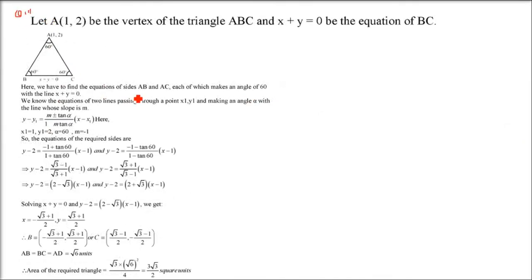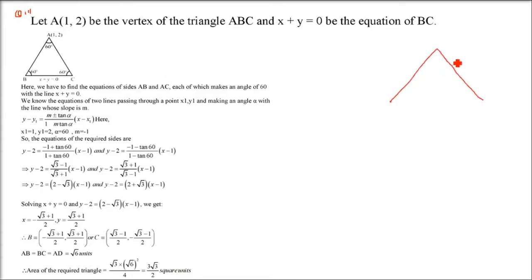This is question number 11. Find the equations of two straight lines passing through (1, 2) and making an angle of 60 degrees with the line x + y = 0. Find also the area of the triangle formed by the three lines. So this question we have done already, and here the area of the triangle we have to find out.